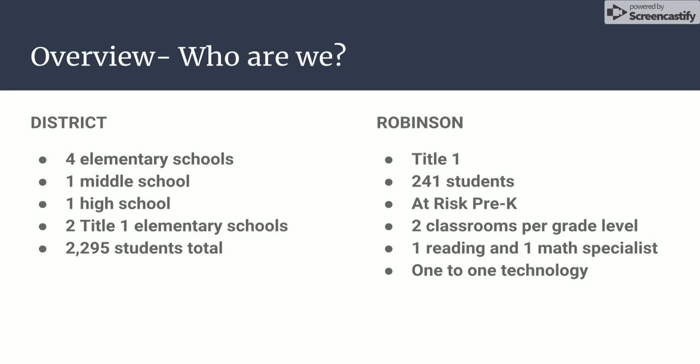Right. Here's a very quick overview. This is going to be a review for most of you, but I'm sure there'll be some new takeaway. In the district, we're made up of 4 elementary schools, 1 middle school, 1 high school. We have 2 title schools. One of those is Robinson, the other one is Garfield. Total, there are 2,295 students, and then 241 of those students attend Robinson. We have an at-risk preschool program. Our classrooms are made up of 2 classes per grade level. And then we have 1 reading specialist and 1 math specialist. We are also one-to-one with technology across the board.